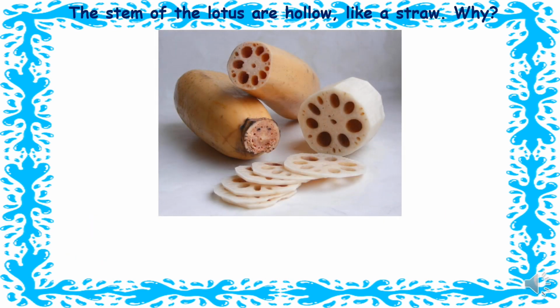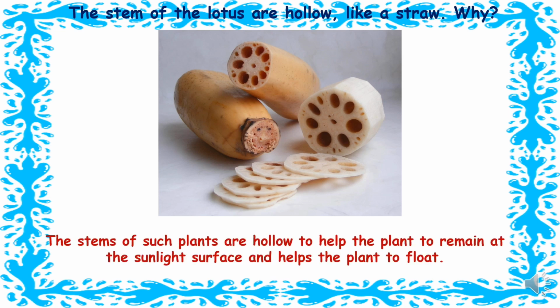The stem of the lotus is hollow, like a straw. Why? The stems of such plants are hollow to help the plant to remain at the sunlight surface and helps the plant to float.